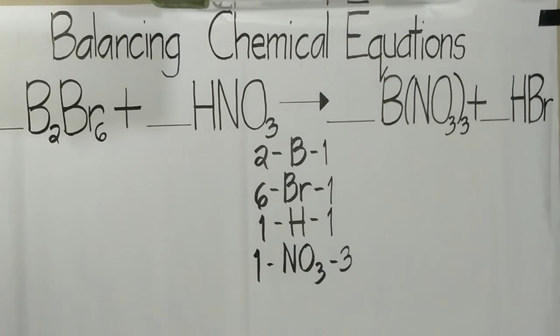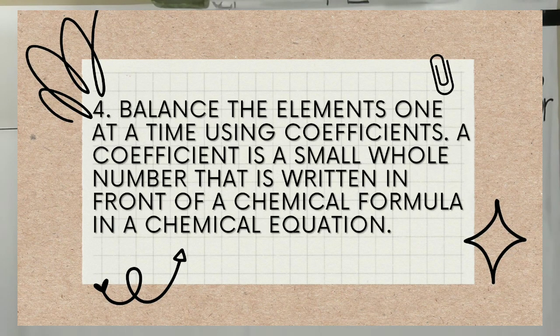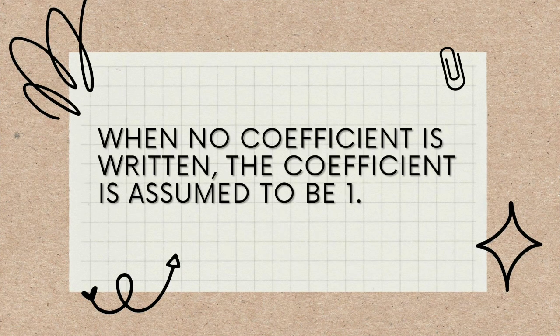So now we are going to balance. Step number 4, balance the elements one at a time using coefficients. A coefficient is a small whole number that is written in front of a chemical formula in a chemical equation. So take note, when no coefficient is written, it is assumed to automatically be 1.